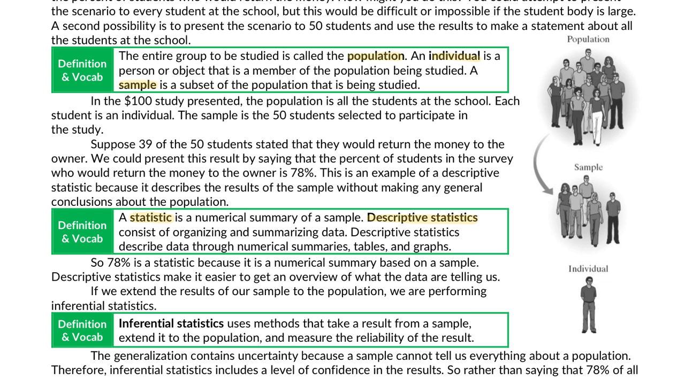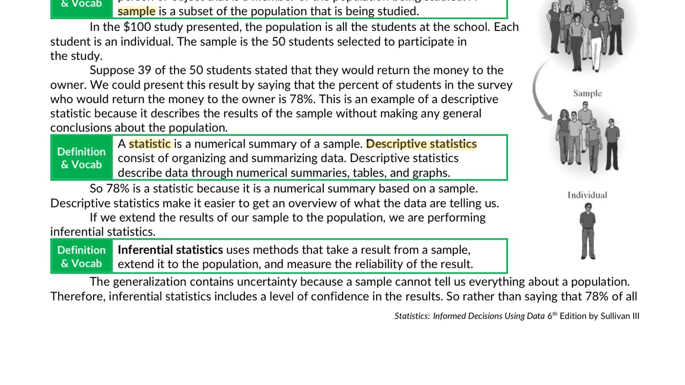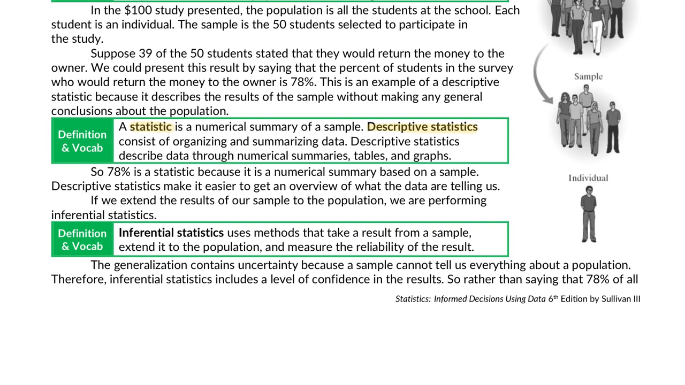Descriptive statistics, I'm going to stutter over that word all semester long, make it easier to get an overview of what the data are telling us. But if we take the 78% of our 50 sample size and we apply it to the larger population and say that 78% of all Mesquite High School students would return the money, we are then using what's called inferential statistics. It uses methods that take a result from a sample and extend it to the population and eventually measure the reliability of that result.